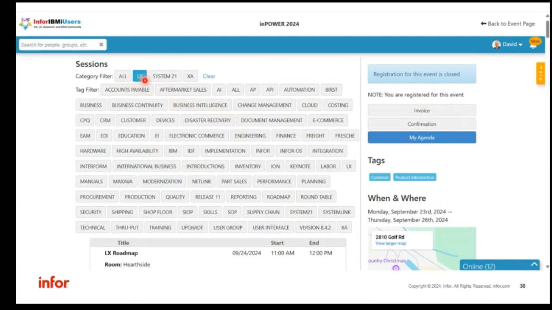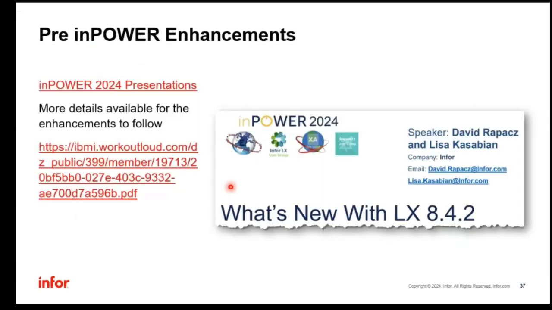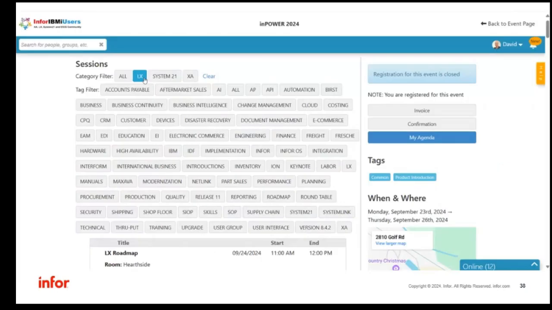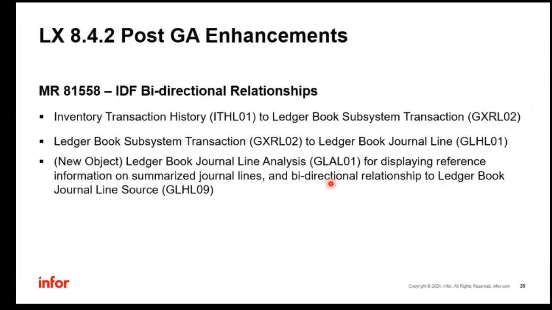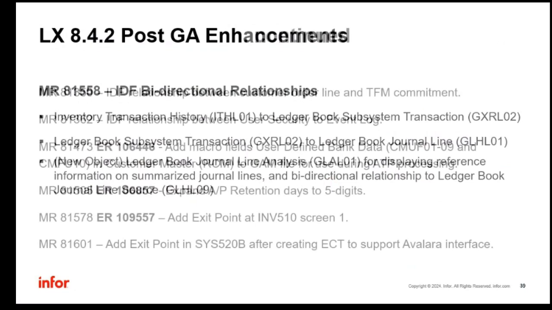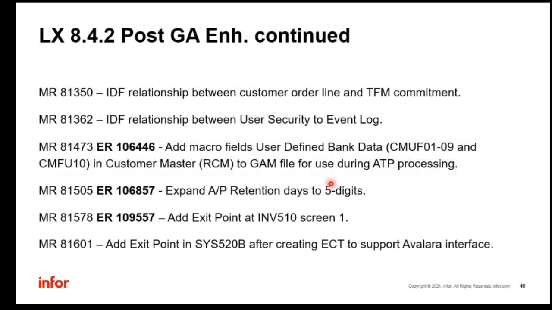And if you click on the LX tab, what you will get then is a list of all the LX sessions that happened at Empower. And you will find the 842 session that we did in September. And that's this document that you will then have access to, to provide you more details about all of these that you see here, right? So these are things that we did in 842 that I didn't cover today, that we covered at Empower, but are since the enhancement, since 842 went GA.